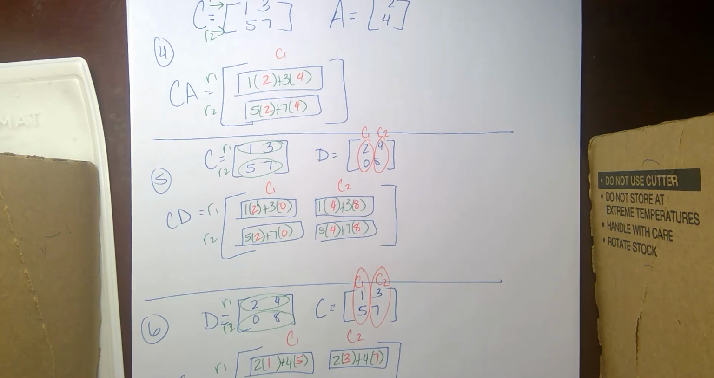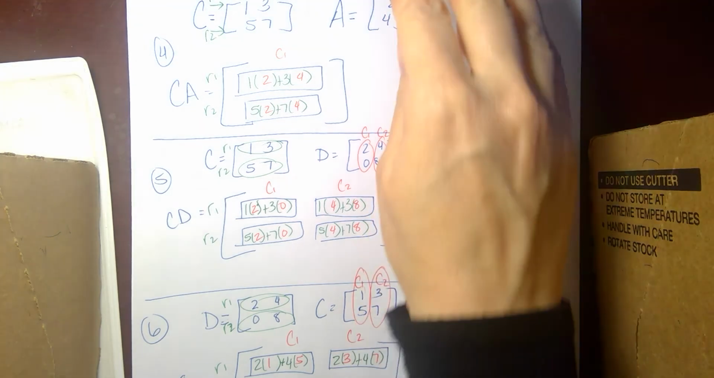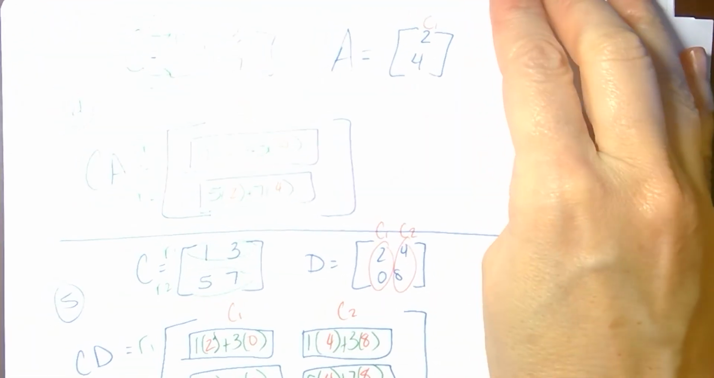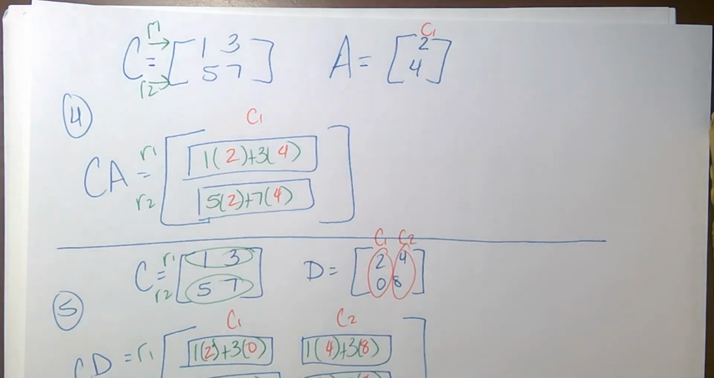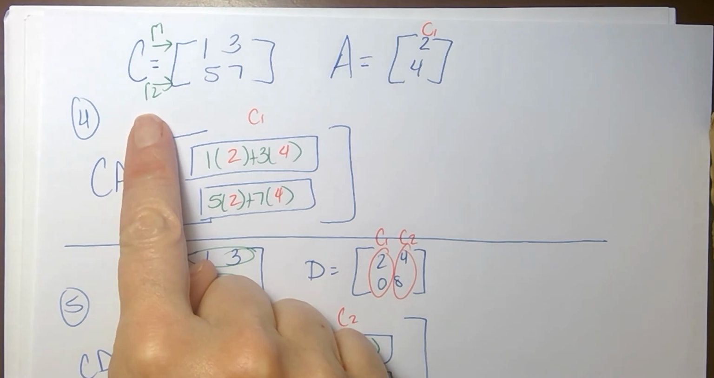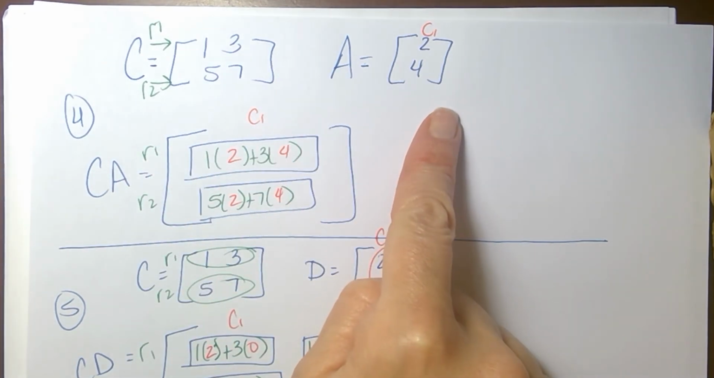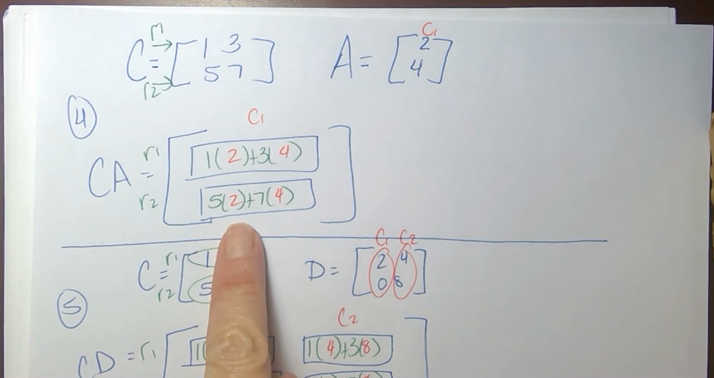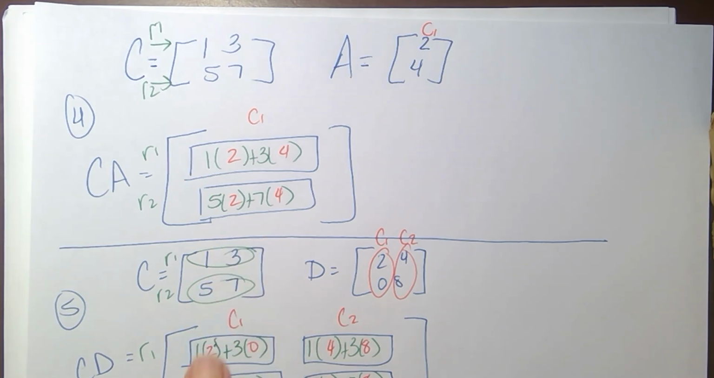Okay, here I have the work part for 4, 5, and 6. On number 4, you're finding the product CA. So you want to make sure you have your matrices listed in that order. You get the values in the rows from C, the values in the column from A. That is what the work should be. When you do that arithmetic, you get the solution matrix, 14, 38.